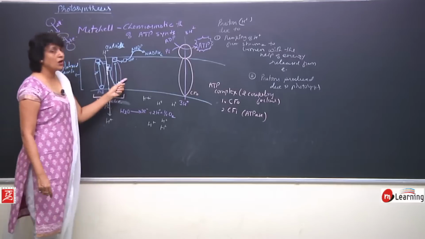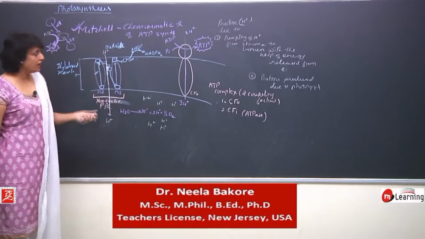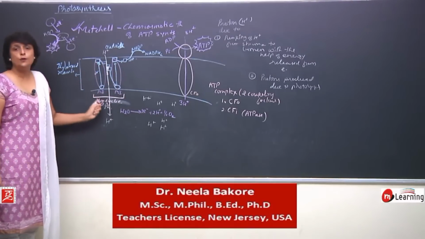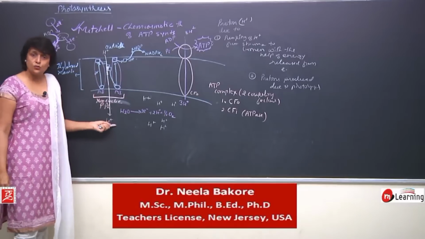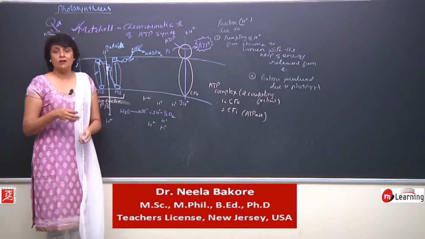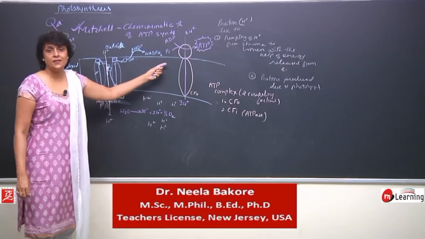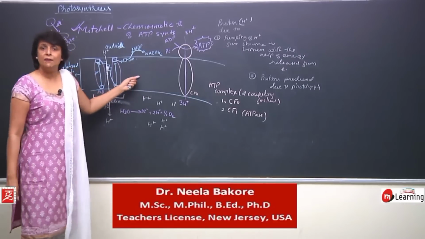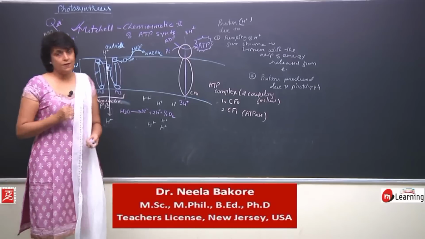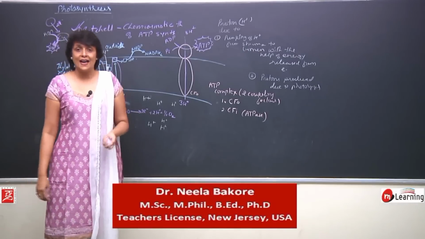So, this chemiosmotic theory given by Mitchell is a simple explanation of how plants use this energy to synthesize ATP. So, during non-cyclic and cyclic, in both cases ATP synthesis takes place, and this is the mechanism. So, now after this chemiosmotic theory, we have understood how ATP is synthesized. Now, let us talk about the dark reaction.